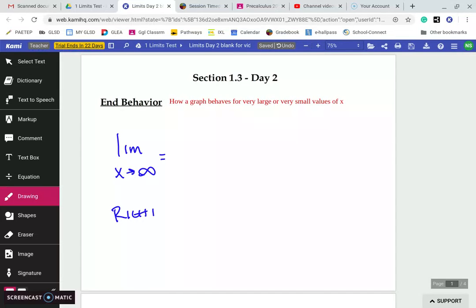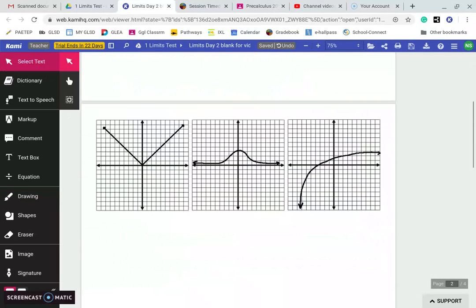So as x is moving towards infinity, what's happening with my y values? Remember, y values are what limits equal, so we're always looking for y here. And the other limit we're going to look for is as x goes to negative infinity. So this is going to be to the left. So again, as x is going towards negative infinity, so really small values of x, what's happening with y? And today's problems are all just going to be from graphs.